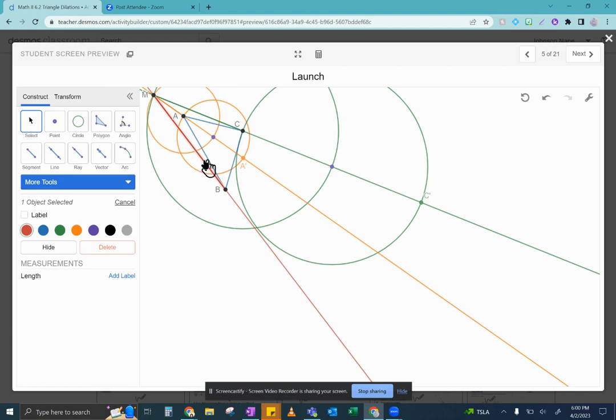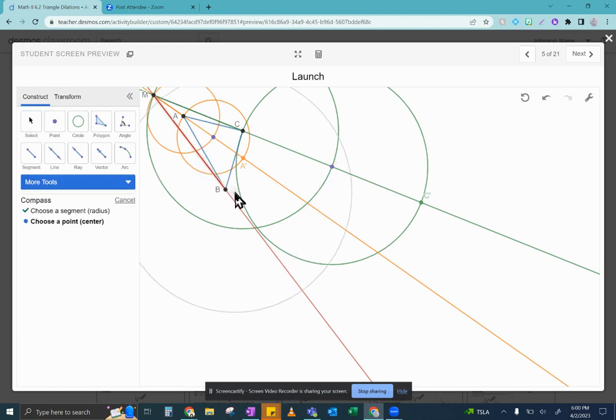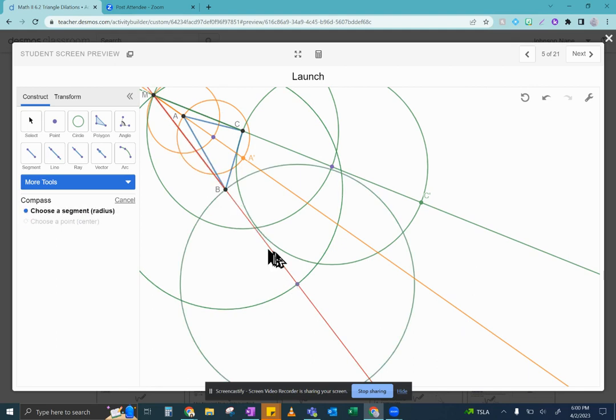When I pull that compass, it's going to be here, here, and then I'm going to go here, and then I'm going to do it again, here. So it goes 1, 2, 3. And notice that third point right there, that is going to be my B prime. And that's it. That's all you're doing.